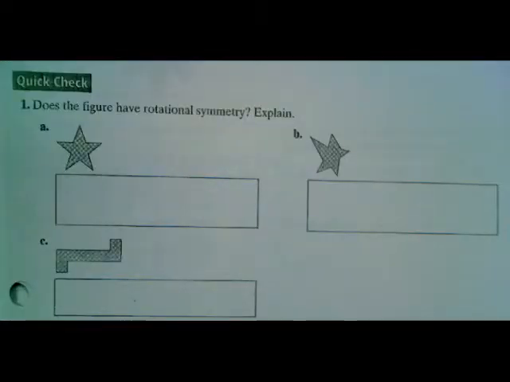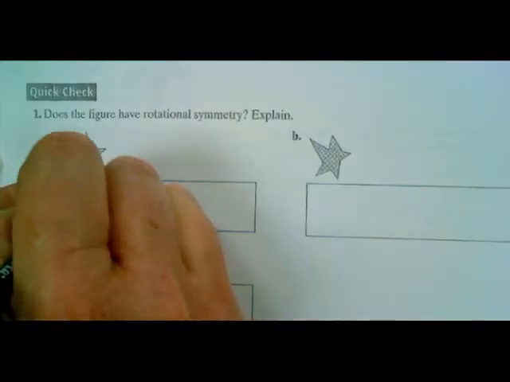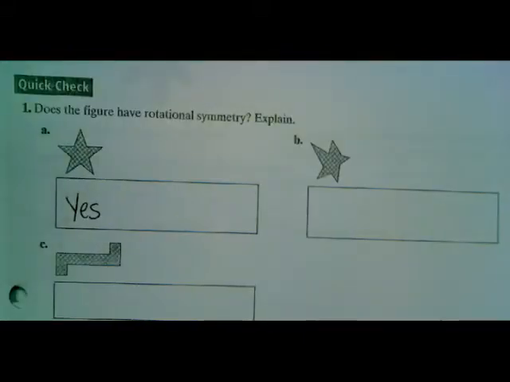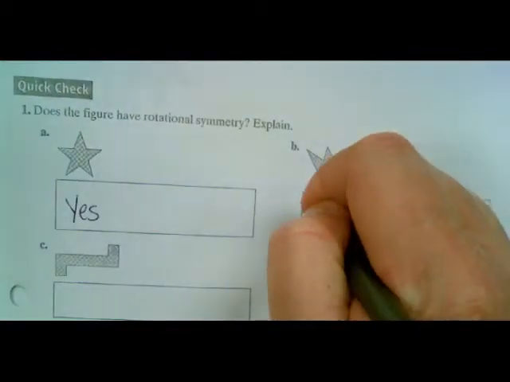Quick check number 1. Does the figure have rotational symmetry? Look at the first star. Could we turn the paper and have the same star? Try turning your paper and see. Yes, we can. It does have rotational symmetry. Let's take a look at the second star, B. Try turning your paper. Does it match up exactly? It doesn't. So this one is no.